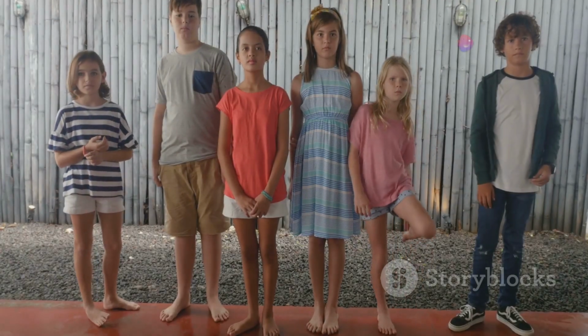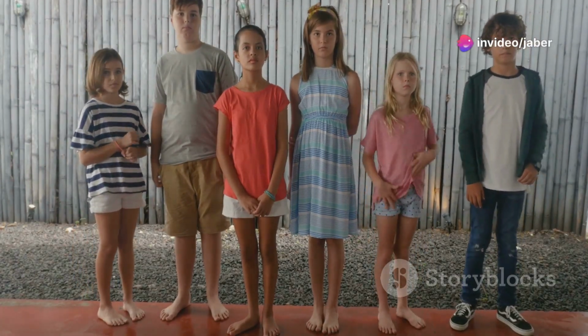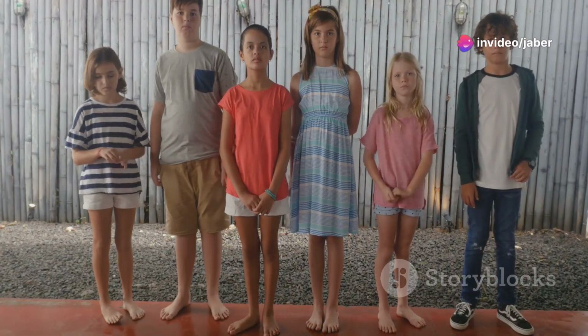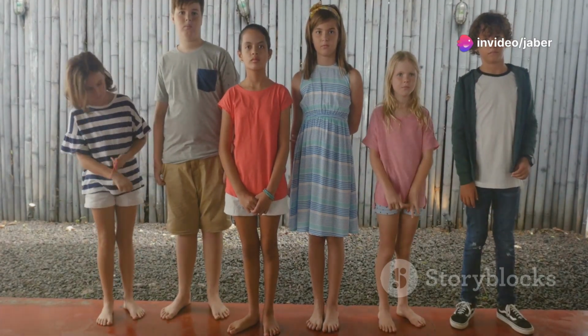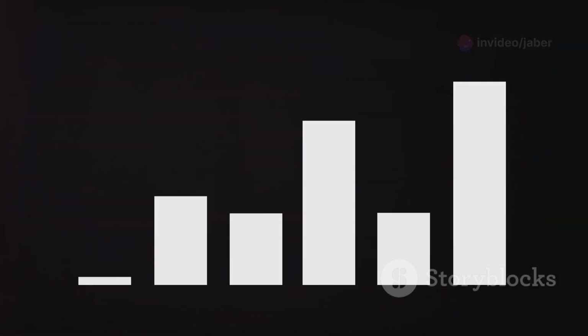Imagine measuring the heights of all the students in a school. You'd find that most students are of average height, with fewer students being exceptionally tall or short. Most students would fall near the average height, with fewer individuals at the extremes of very tall or very short. This clustering around the average is a hallmark of the bell curve.